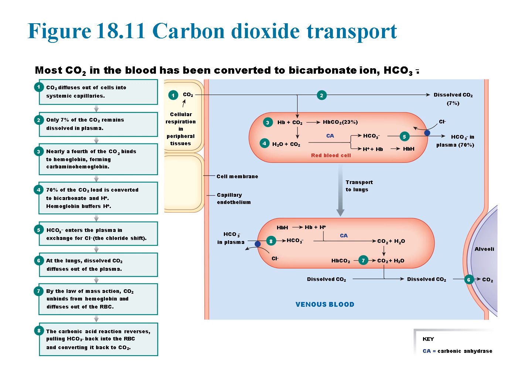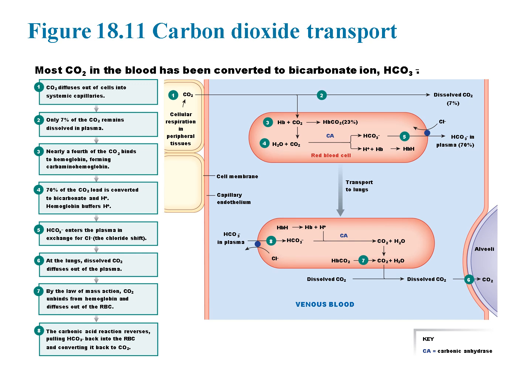Inside red blood cells, carbon dioxide reacts with water to form carbonic acid, a process catalyzed by the enzyme carbonic anhydrase. This carbonic acid quickly dissociates into hydrogen ions and bicarbonate ions. Hemoglobin helps buffer the hydrogen ions, while bicarbonate ions are transported into the plasma in exchange for chloride ions, a mechanism known as the chloride shift.